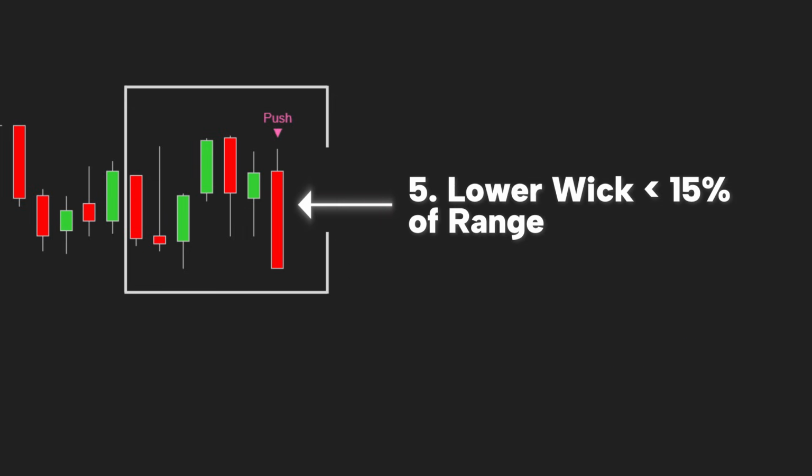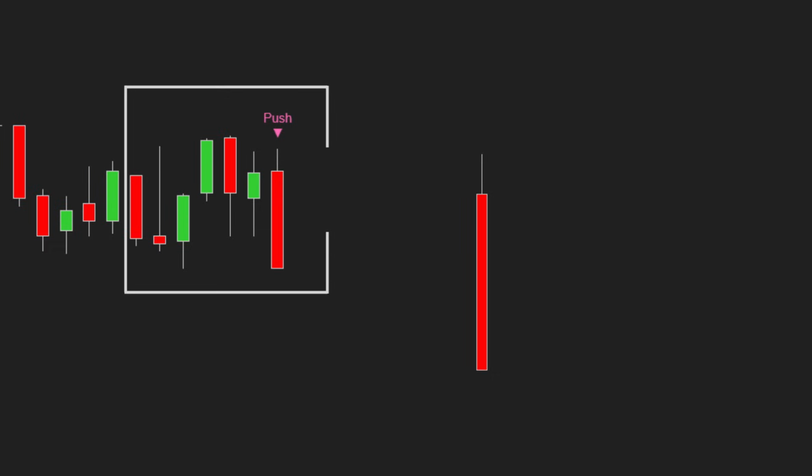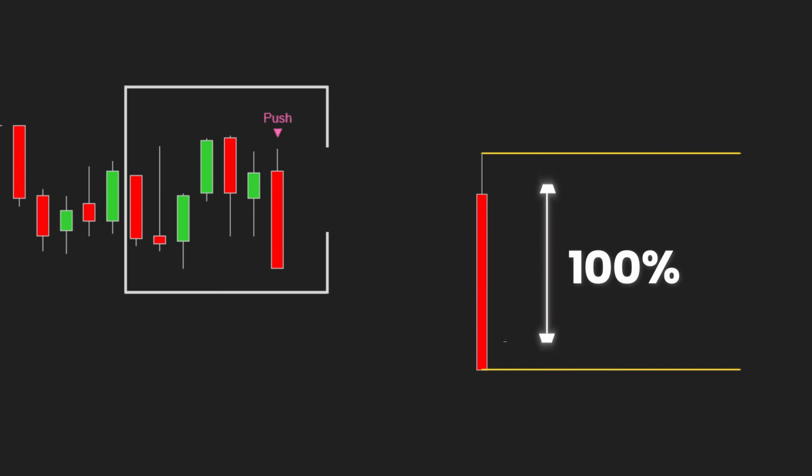Next, we move on to the fifth result condition. In this condition, the lower wick of the bearish candle must not exceed 15% of the total candle range. However, this percentage threshold can be customized based on your own trading style in the settings. When the lower wick is too long, it indicates that buyers stepped in strongly at lower prices and pushed the price back up. In other words, sellers were unable to hold price near the lows until the close. In this case, the bearish push signal becomes weaker and less reliable.